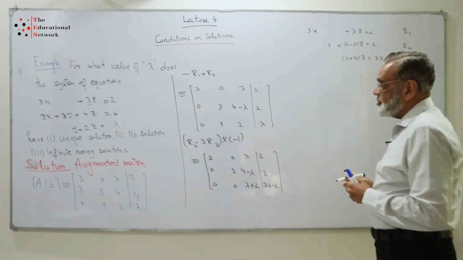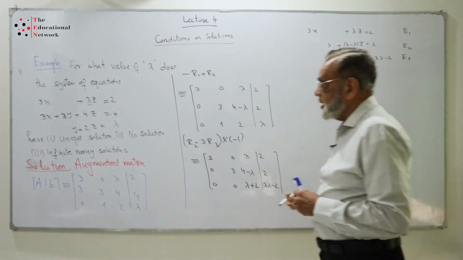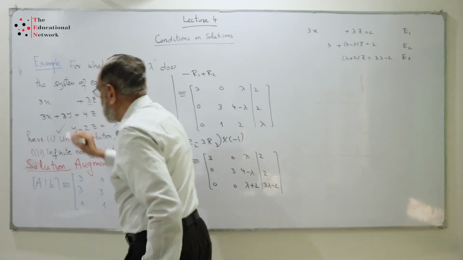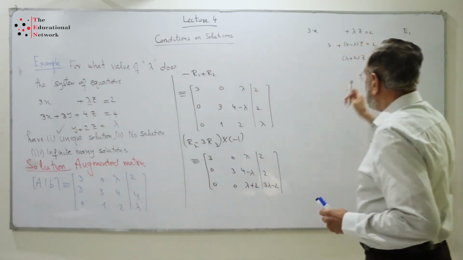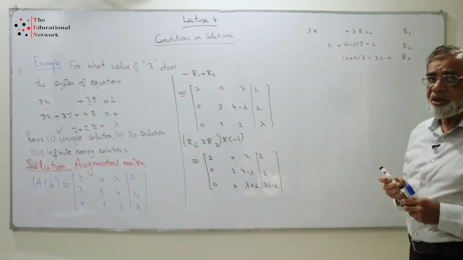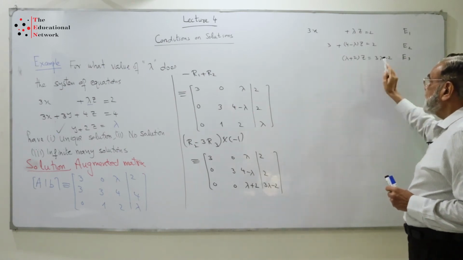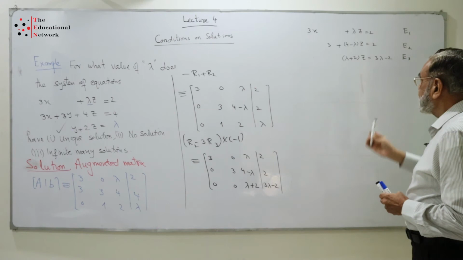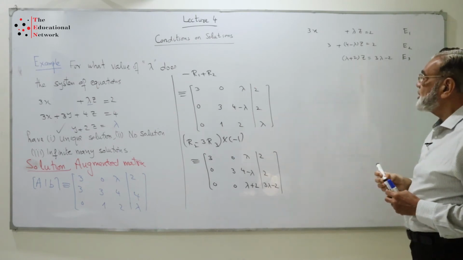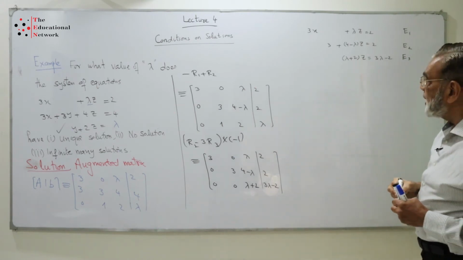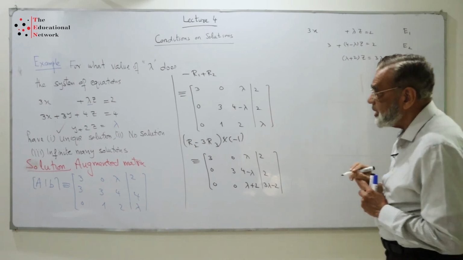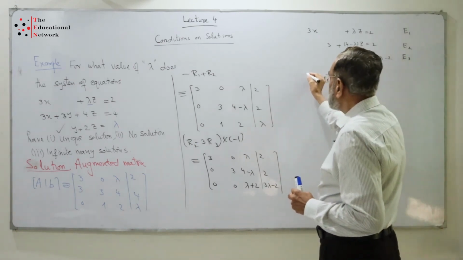We focus on the last equation. We want to see when it's having a unique solution. Unique solution is when this is not 0 and this is not 0, then we get the unique solution. When this is 0 and this is not 0, no solution. When this is 0 and this is 0, then we say it's having many solutions. So number 1, unique solution.